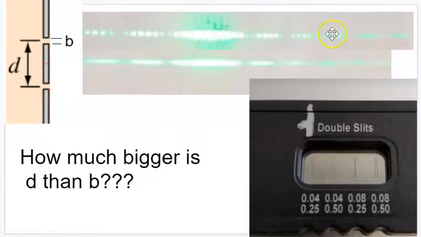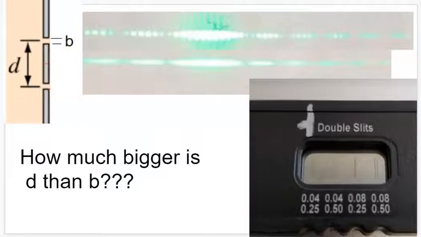So you have what's called the single slit envelope. But within that, you have all these little tiny bright ones. You can see little tiny bright ones right there. Those are happening because of the double slit. That's related to D and the fact that you have this 0.25. And you'd go, okay, wait a minute. That means that D is bigger, because this 0.04 is technically what we would call B.